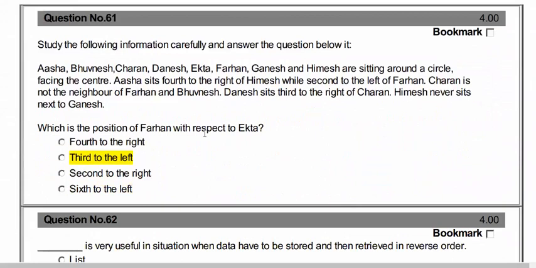Study the following information carefully and answer the question below it. Asha, Bhuvanesh, Charan, Danesh, Ekta, Farhan, Ganesh, Himesh are sitting around a circle facing the center. Asha sits fourth to right of Himesh, while second to left of Farhan. Charan is not the neighbor of Farhan and Bhuvanesh. Danesh sits third to right of Charan. Himesh never sits next to Ganesh. Which is the position of Farhan with respect to Ekta? Option B is right, third to left.